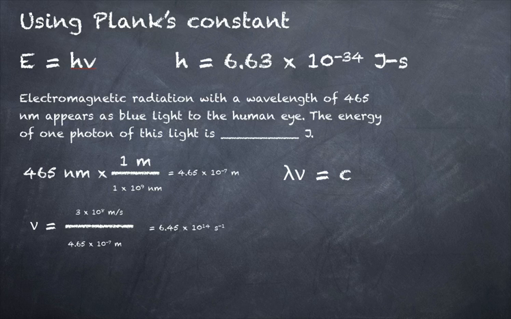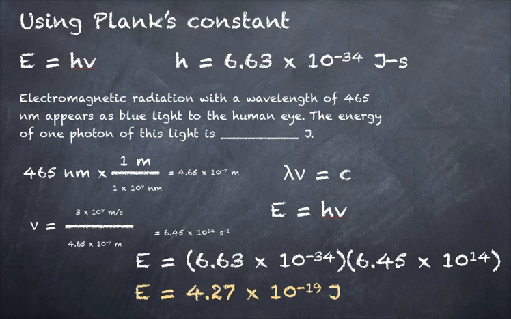So once I have that, I know that c is 3 times 10 to the 8 meters per second. I know that lambda is 4.65 times 10 to the negative 7, so that I know now that my frequency, nu, is 6.45 times 10 to the 14th second to the negative 1, or cycles per second.